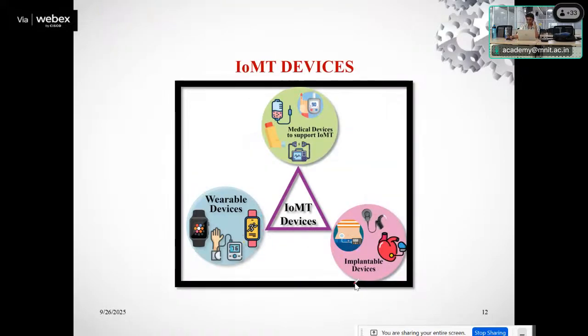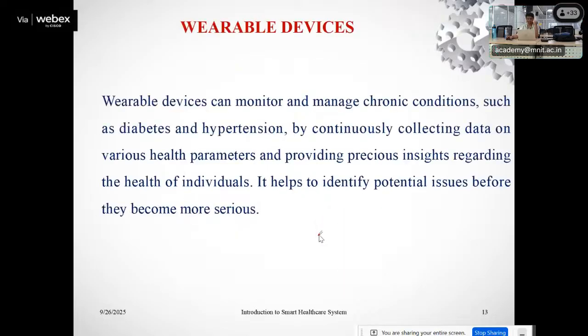Okay. Now IoT devices in various forms are possible. Wearable devices are also there. There are some sort of implantable devices, and there are some sort of supportive systems which help us improve healthcare. Now a wearable device is helpful to monitor and manage chronic conditions such as diabetes and hypertension, where through a wearable device I continuously capture the parameters of my body. Okay, so that's why wearable devices are currently very popular.